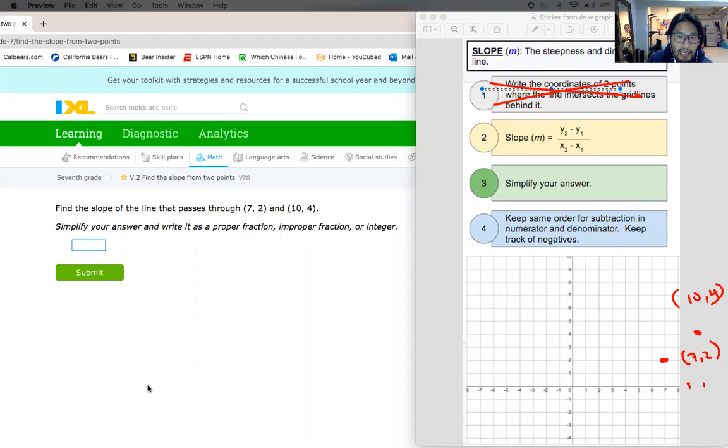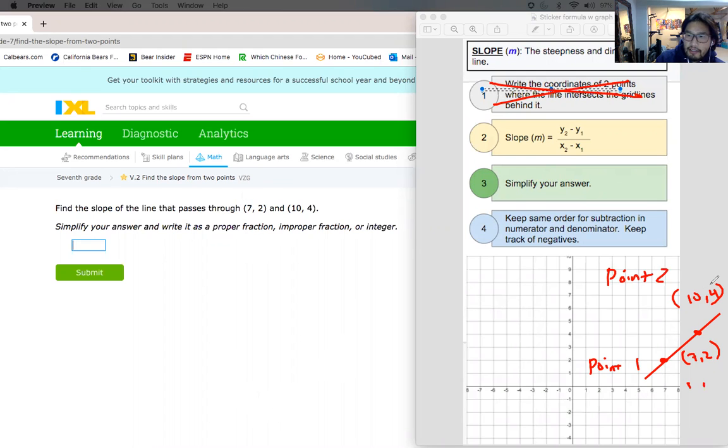But we're going to run a line that passes through those 2 points. So your line is going to look like this. Right there. That's your line. It goes through 7, 2 and 10, 4. And again, I'll be over here. I'm going to label 7, 2. That's going to be my point 1. And then 10, 4 will be my point 2.